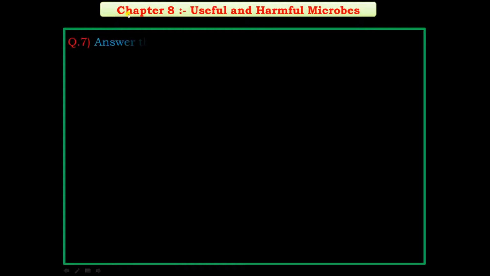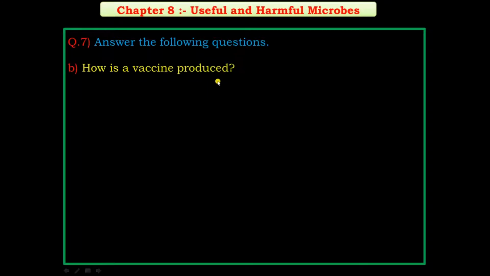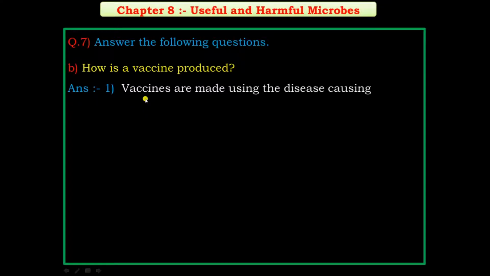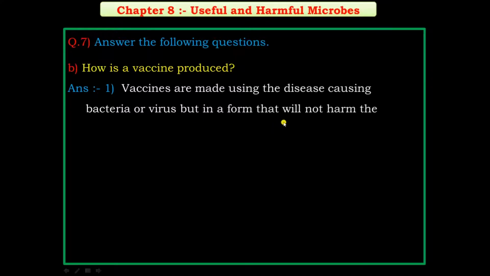Second question of question number 7. How is a vaccine produced? Answer. Point number 1. Vaccines are made using the disease-causing bacteria or virus, but in a form that will not harm human beings.